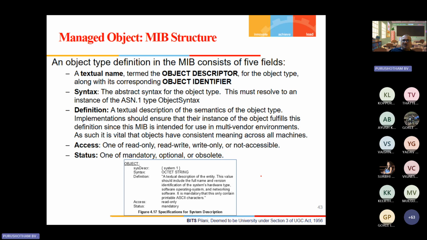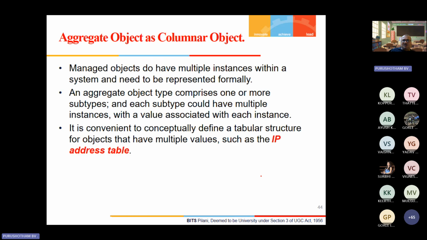So an object type of the MIB consists of 5 fields. That is textual value, syntax, definition, access, and the status. For example, say we'll say system descriptor sysDescr, syntax is octet string, definition is so and so, access is read only, status is mandatory. That is the MIB structure.